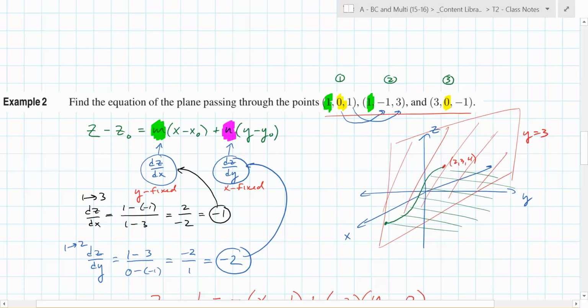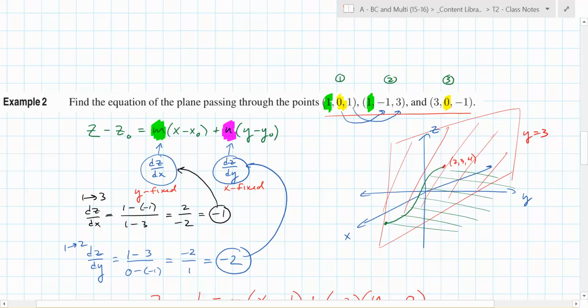You find literally the slope between. So look at this, dz dx. What do you need to have fixed over there? You need y fixed, right? So you have 1 minus negative 1, and then you have 1 minus 3. So what two points? You go from point 1 to 3.